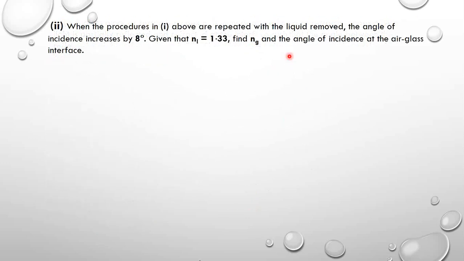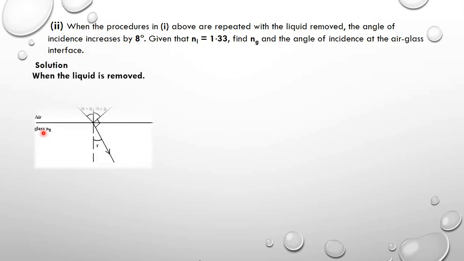In this question, they are saying that when the procedures in one above are repeated with the liquid removed, the angle of incidence increases by 8 degrees. Given that NL is 1.33, find Ng and the angle of incidence at the air-glass interface. So we are changing the angle of incidence and increasing it by 8, and then we are removing the liquid. So we shall have this.